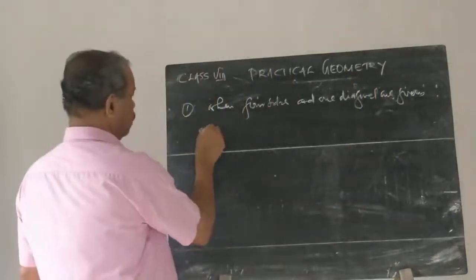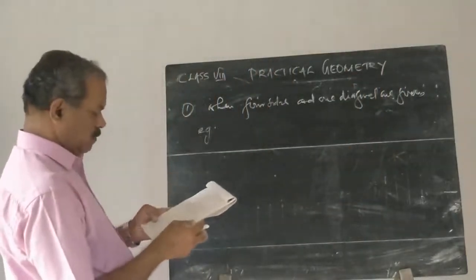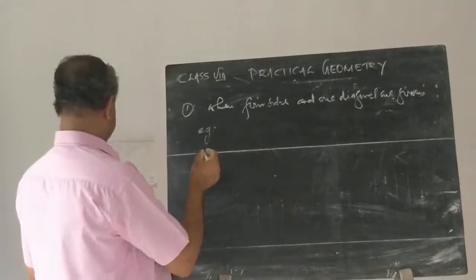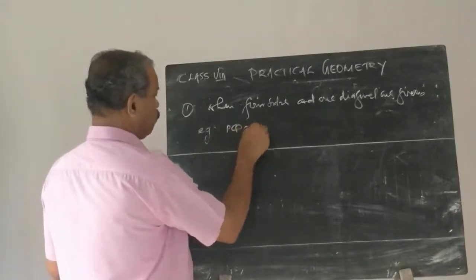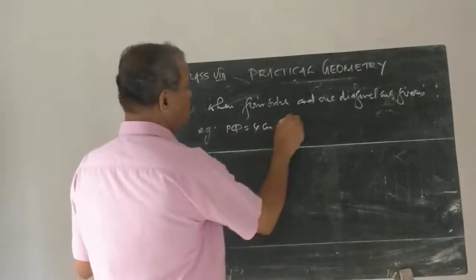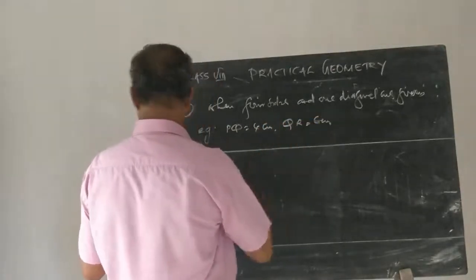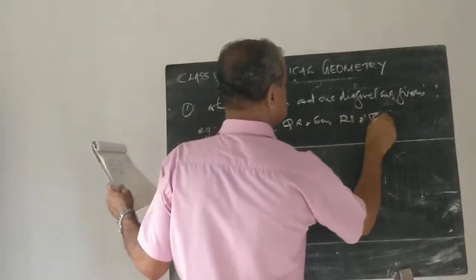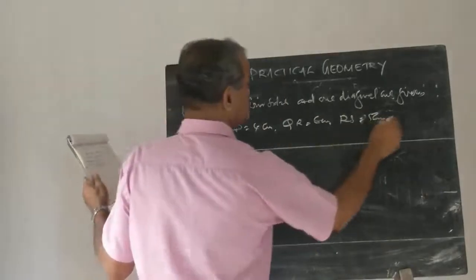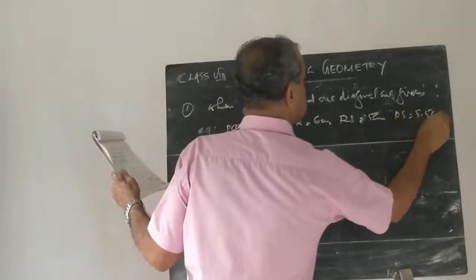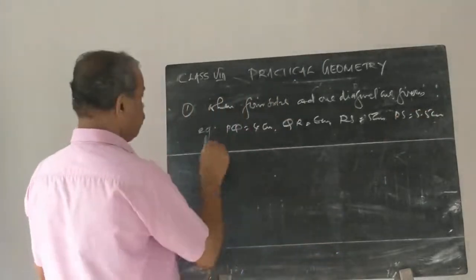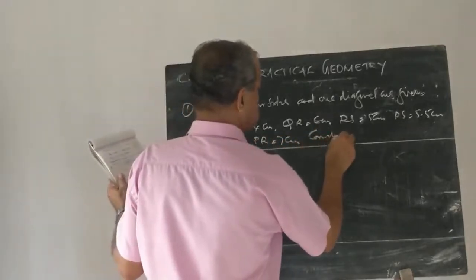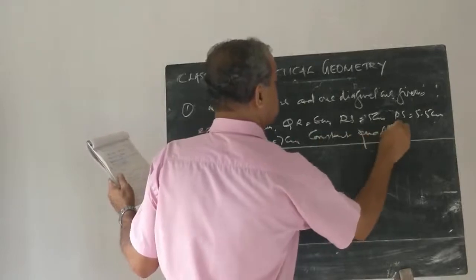4 sides. For example, construct a quadrilateral PQRS. Construct a quadrilateral PQRS with PQ 4 centimeters, QR 6 centimeters, RS 5 centimeters, PS 5.5 centimeters, and PR 7 centimeters. Construct quadrilateral PQRS.